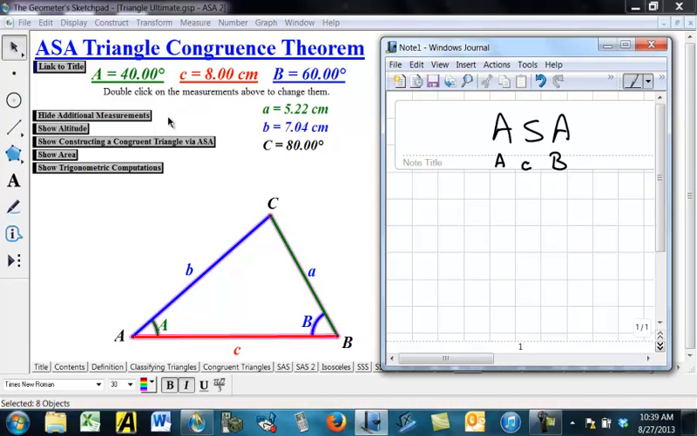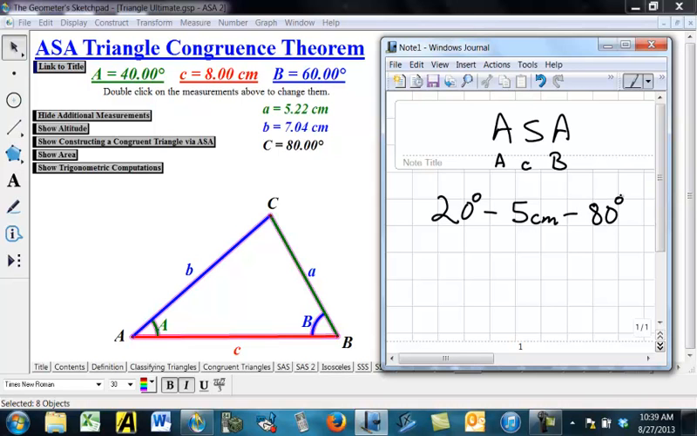Now what I want you to do is construct one. We're going to ask you to pause this video in just a second, do your own construction, and then come back and check it against the one here. So let's try this with 20 degrees, 5 centimeters, and let's say 80 degrees.